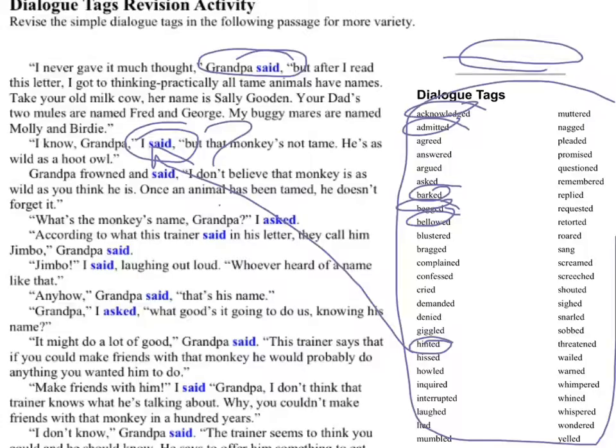Grandpa frowned and said, I don't believe that monkey is as wild as you think he is. Once an animal has been tamed, he doesn't forget it.